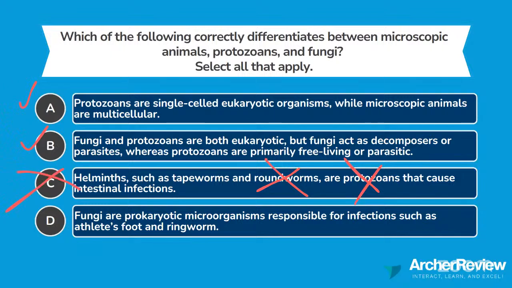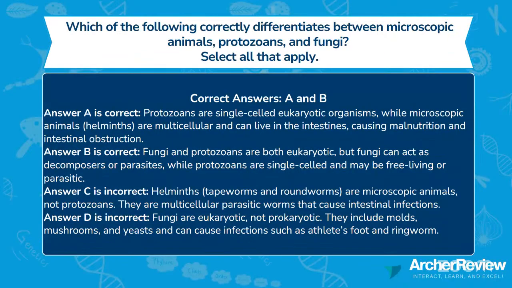Now let's take a look at D. Fungi are prokaryotic microorganisms responsible for infections such as athlete's foot and ringworm. Okay, so here's what's wrong with D. Fungi are eukaryotic, not prokaryotic. Fungi is responsible for the other two. This is actually accurate, okay? But they're not prokaryotic. And so that makes that an incorrect response. Okay. All right, we're moving right along here. Let's take a look at our next one.